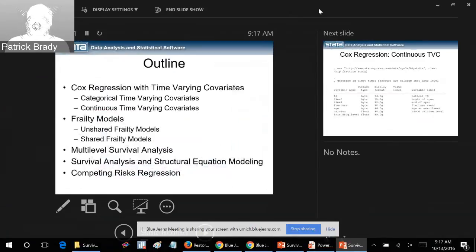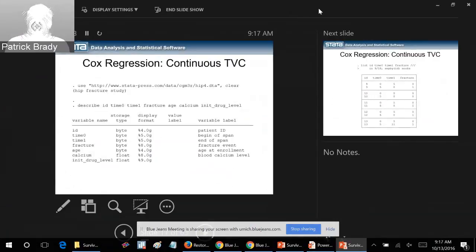Continuous time-varying covariates are a little more tricky though. So let's take a look at this. We actually have to use yet a different data set. This one is HIP data. It's another kind of somewhat famous data set in the survival analysis literature. So again, we have ID, we have the beginning. Here we have 2 time variables, time 0 and time 1.